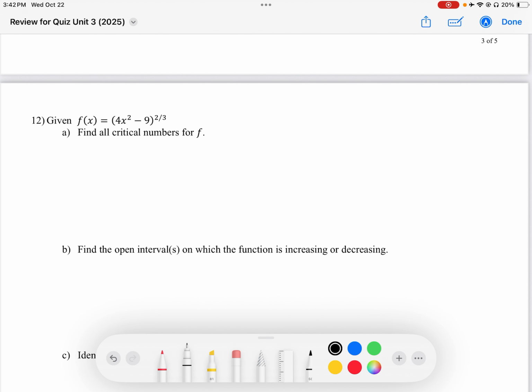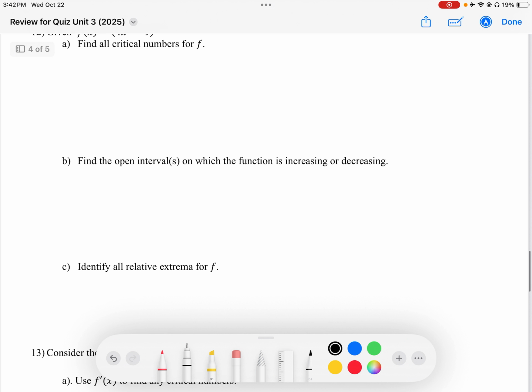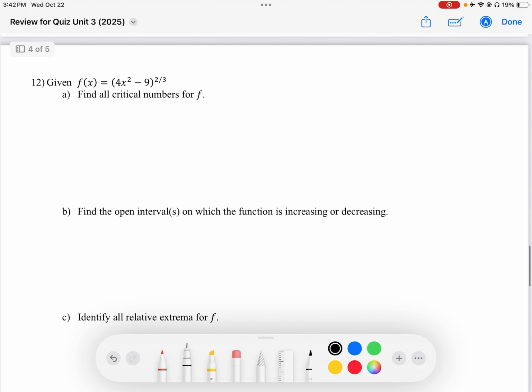Here's a function. They say find all critical numbers for f, and then we're going to find where it's increasing, decreasing, relative extrema. Let's go. Okay, great. Let's find the critical numbers. First thing we got to do is find the derivative. F prime of x would be 2/3 times 4x squared minus 9 to the -1/3 times the derivative of 4x squared minus 9, which is 8x. That's the chain rule. Classic little chain rule problem.